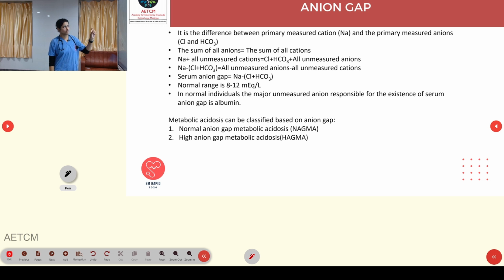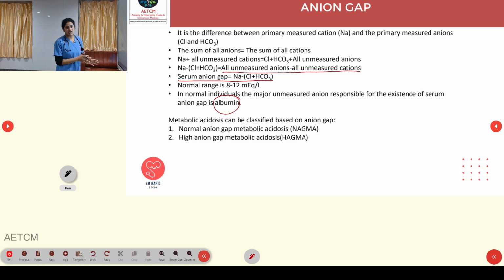That is, sodium, the primary measured cation, plus all unmeasured cations should be equal to chloride plus bicarbonate and all unmeasured anions. If we rearrange the equation, sodium minus chloride plus bicarbonate will be equal to all unmeasured anions minus all unmeasured cations, and this is the serum anion gap. So, serum anion gap is equal to sodium minus (chloride plus bicarbonate). The normal range is 8 to 12 milliequivalents per liter. In a normal individual, the major unmeasured anion responsible for the anion gap is albumin.